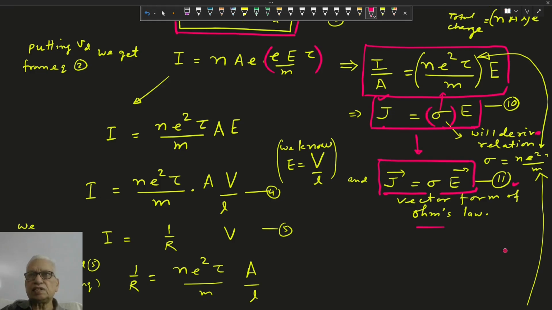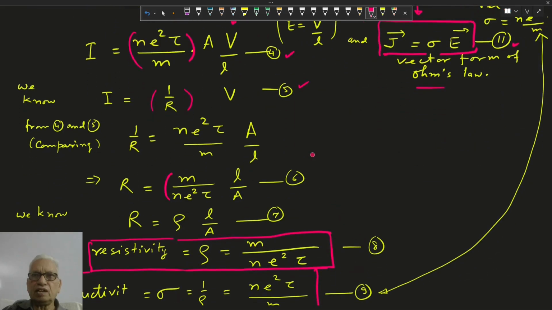So this equation, I is equal to nAeE tau by m, this way n square tau divided by m times A and E. We know the electric field is given by the voltage difference of the battery divided by L. Then we know I is equal to V upon R. We are writing it here like I equal to 1 upon R times V. If we compare equations 4 and 5, then 1 upon R will be this, and the reciprocal will be R equal to m L upon n e square tau A.